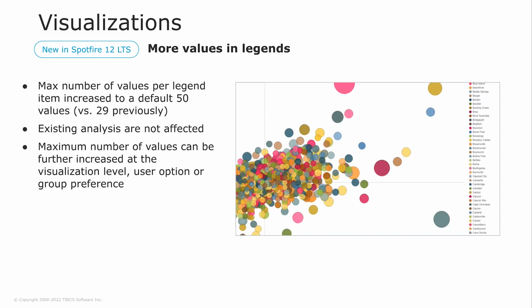to 250 values. It could be done at the visualization level from its legend properties, or as a user-level option from Tools Options if you want all your analyses to have a higher number of items, or also at a group-level preference set by an administrator from the administration manager.